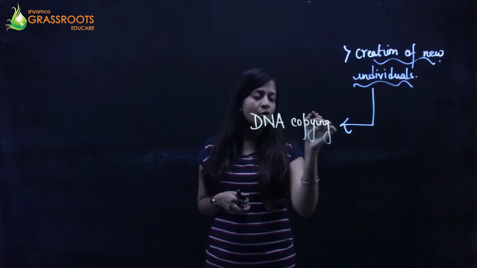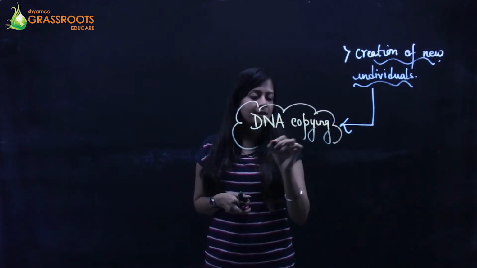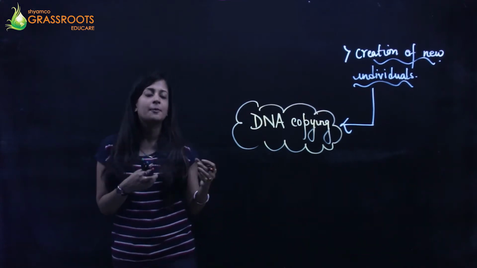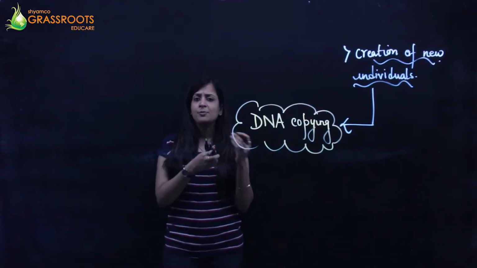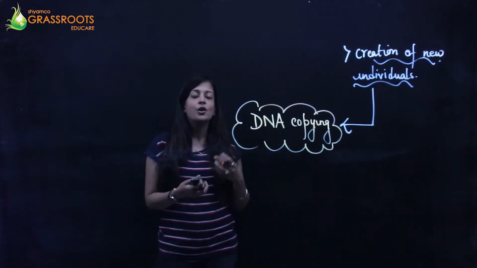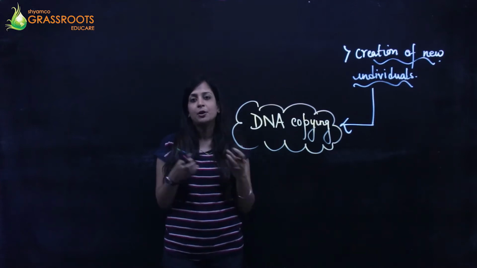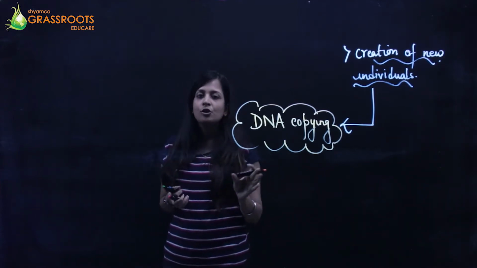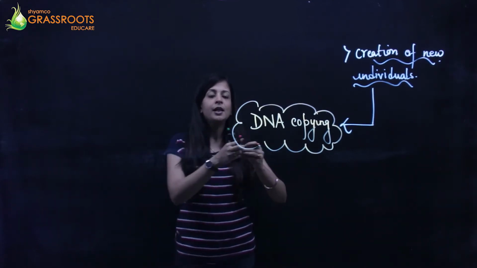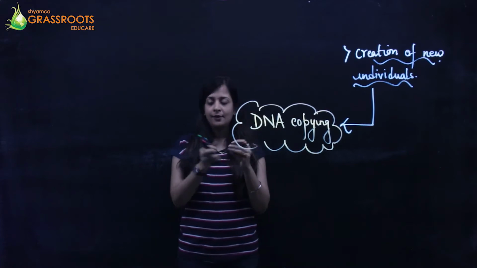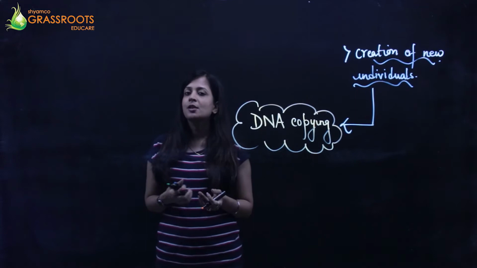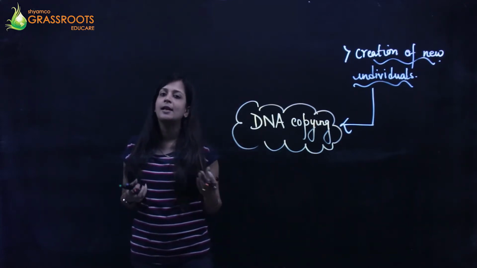Now, when I'm talking about DNA copying, it involves making copies from a single DNA. Just like when we take a paper and make a xerox of it, we are making exact similar copies of that paper. Similarly, in DNA copying, one DNA is divided into similar copies of the DNA. But as I speak, the process is obviously not so simple.